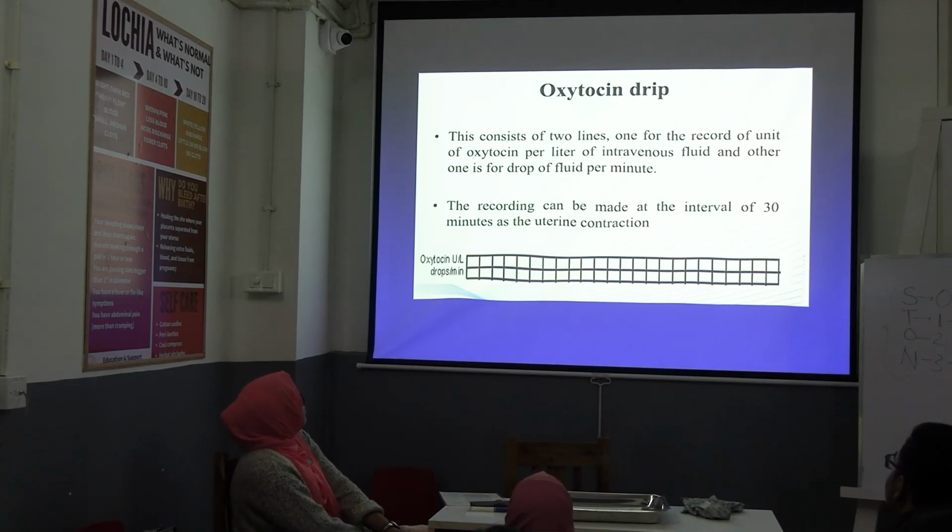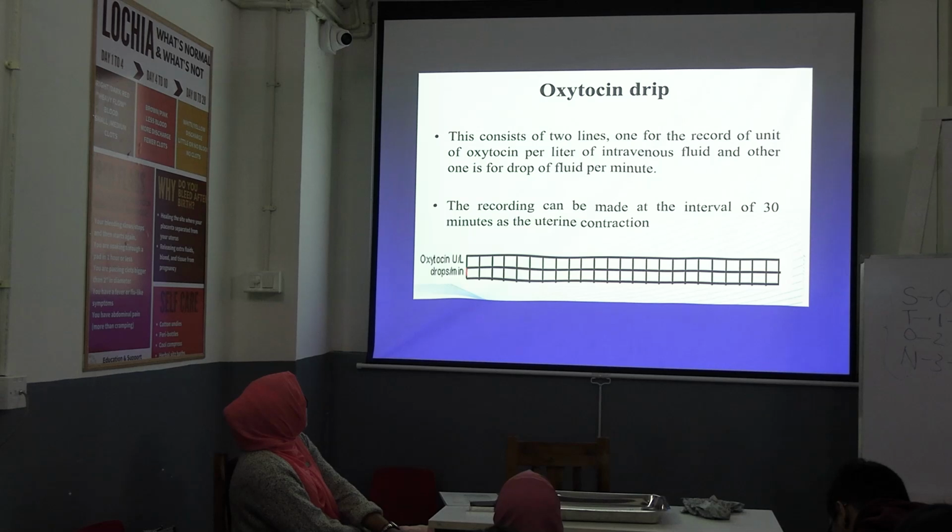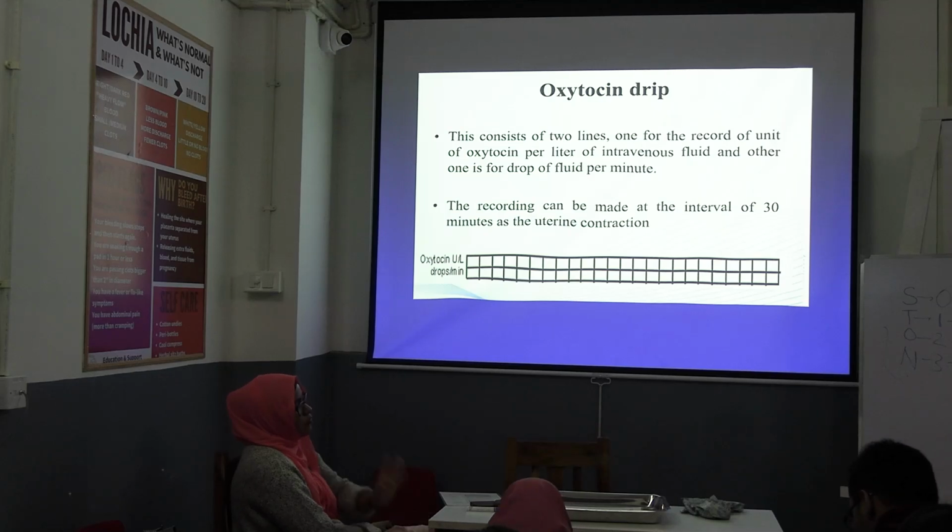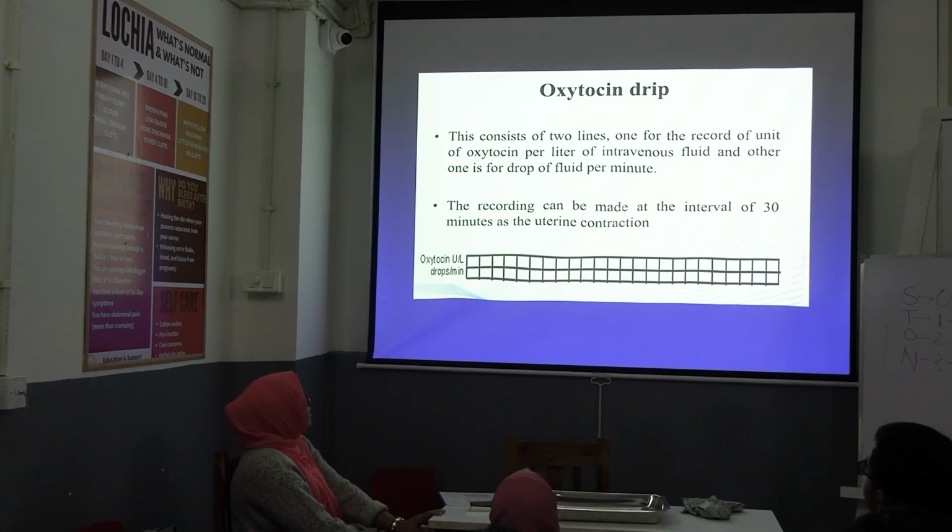Now coming on to the oxytocin drip, here you will write units per liter. Normally we give 2.5 units per liter, that is 2.5 units given in 500 ml normal saline. And we can titrate the drops. It is started at around 6 to 8 drops per minute, then titrated to 15 to 20 drops per minute according to the contraction. Uterine contraction and oxytocin are monitored every 30 minutes.